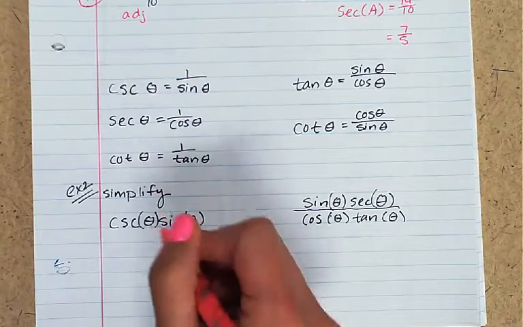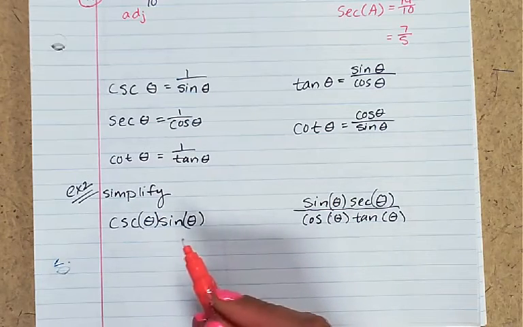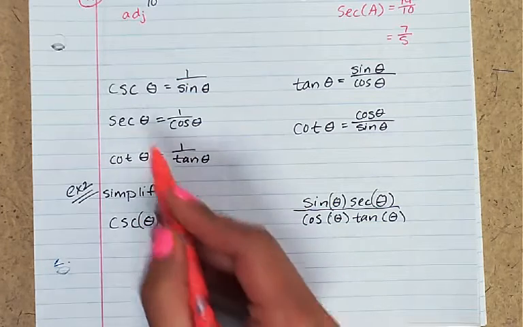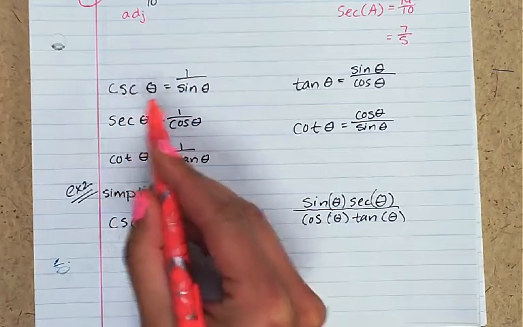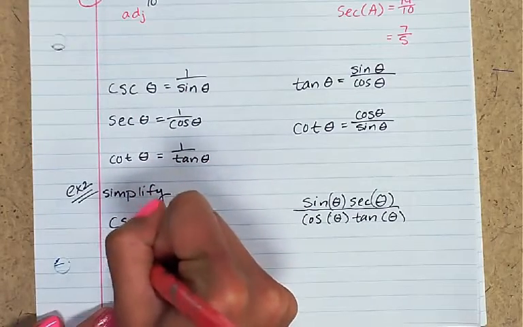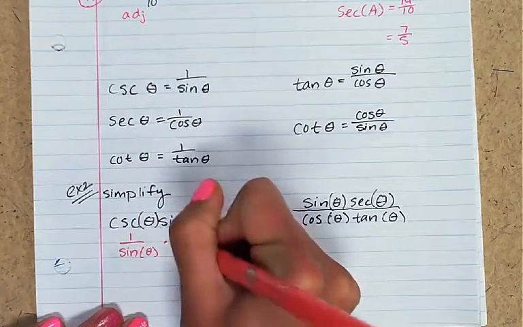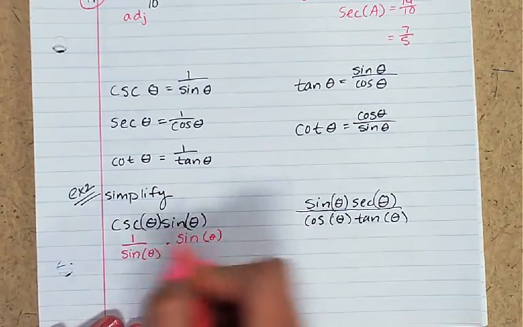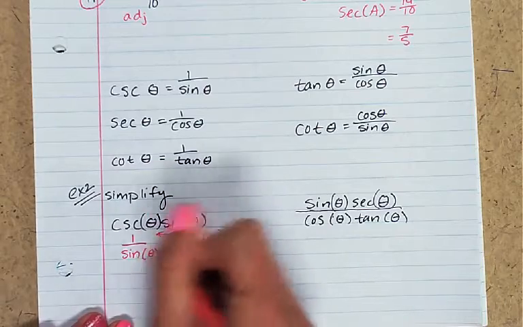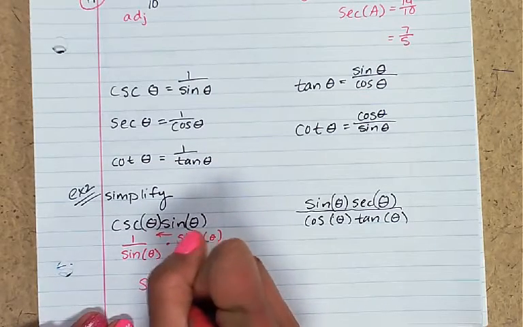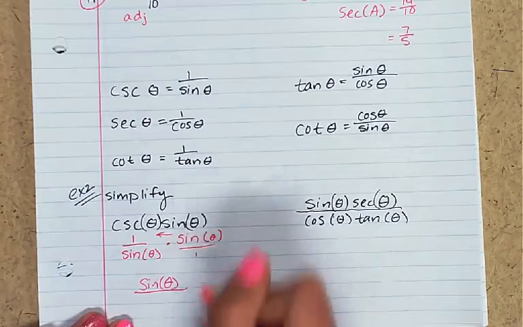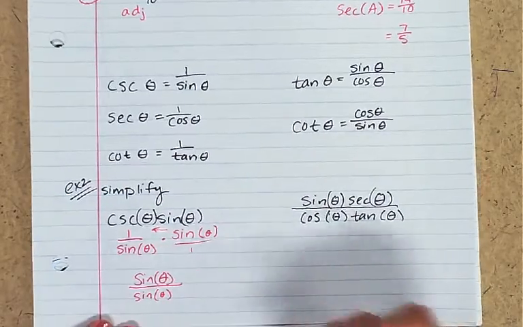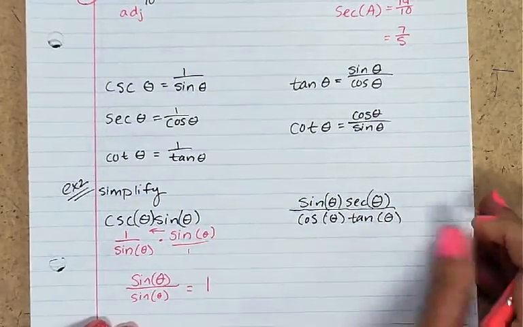We have cosecant theta times sine theta. We need things to cancel out, so I'm going to rewrite cosecant in terms of sine. I'm going to use this formula here: cosecant is the same thing as 1 over sine. Now if I multiply these, remember when you multiply, you just go straight across. So 1 times sine theta is just sine theta. And in the denominator, if I put this over 1, sine theta times 1 is sine theta. Sine theta over sine theta simplifies to 1.